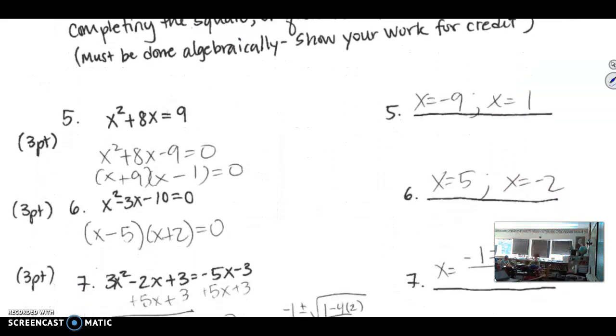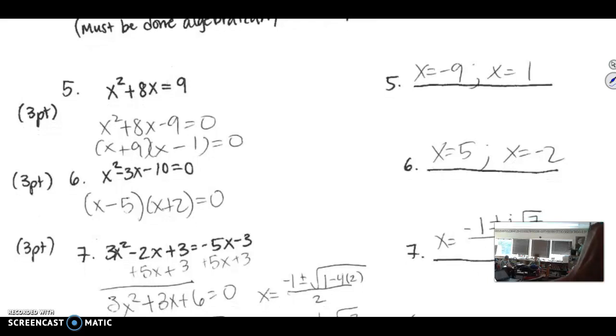Okay, numbers 5, 6, and 7. Solve whichever way you want. For number 5, factoring is probably the easiest. To factor or use the quadratic formula, you need to get one side equal to 0. This is for 2.4 part 1.